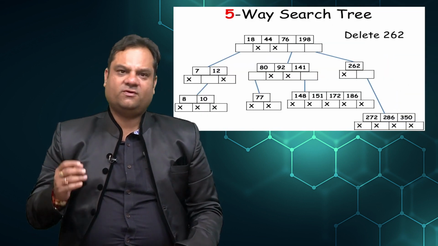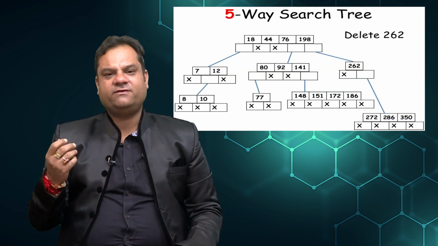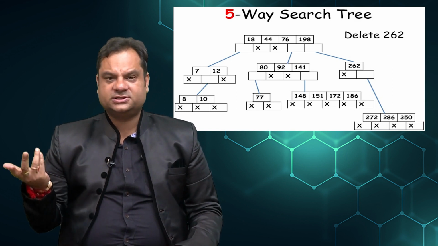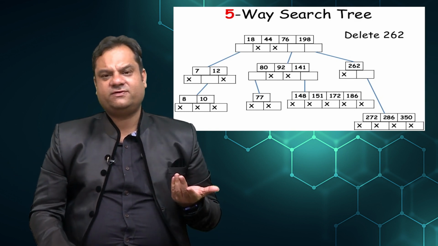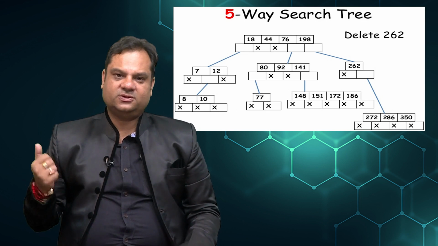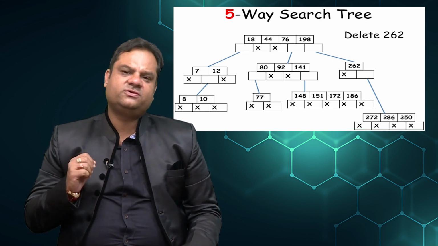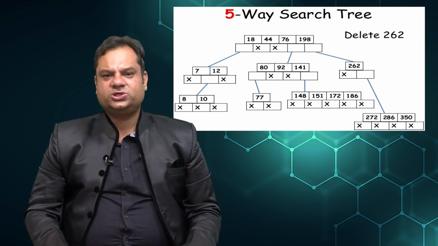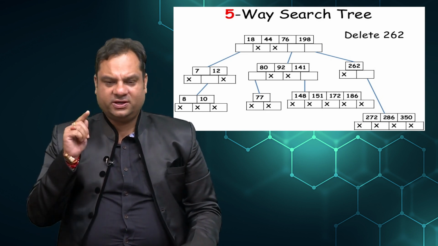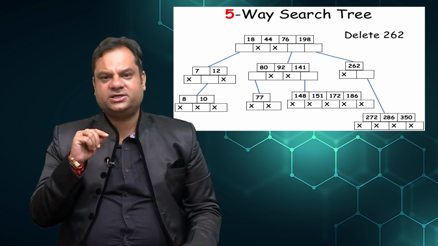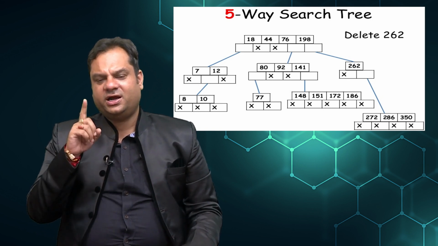Now move on to the second case. The second case is about deleting a key which has a single child, where either a left successor is available or a right successor is available. So in this particular tree we have to select another item, that is 262. Here you check that 262 is the current right child of 198.